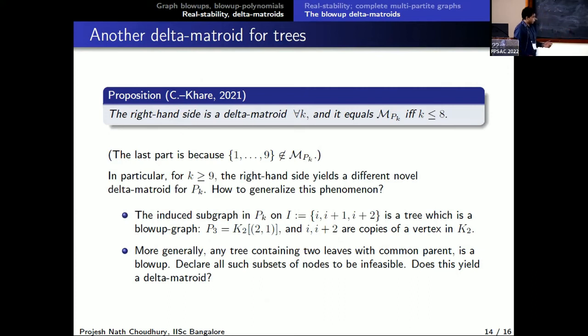So the coefficient of third degree, the coefficient of n_i n_{i+1} n_{i+2} in the blow up polynomial is 0. More generally, if we take any tree containing two leaves with a common parent, it is a blow up. Now, if we set all such subsets of nodes to be infeasible sets, does this give a delta-matroid?